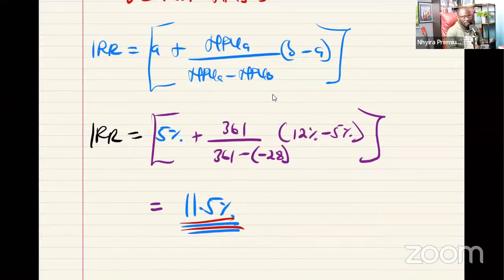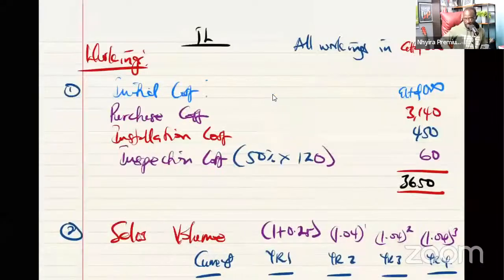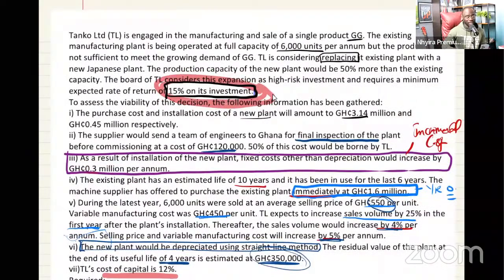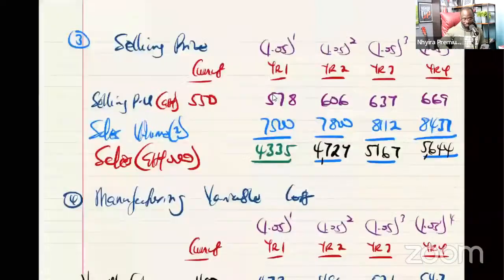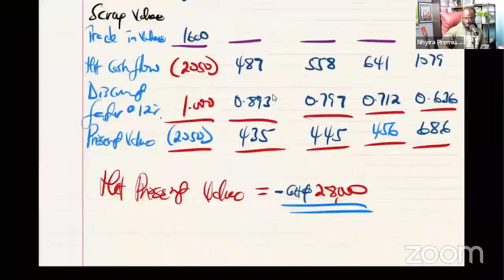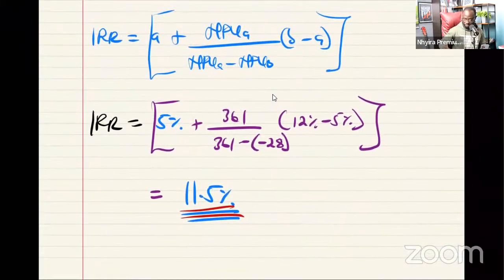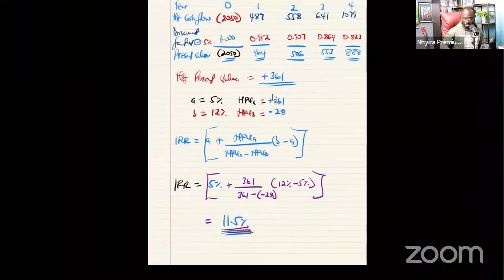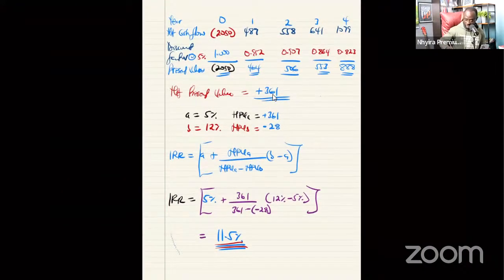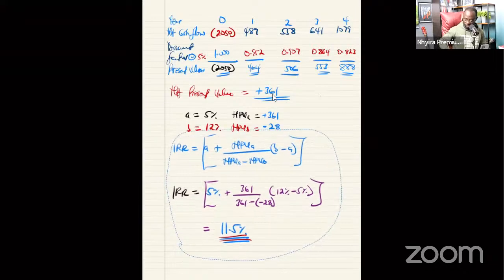Now, if you check this, I think it's lower than the threshold that the company wants, 15%. So the project will be rejected because it's lower than the target of the entity. Any questions? That's all. That is the answer. Do this and we give you 15 marks.